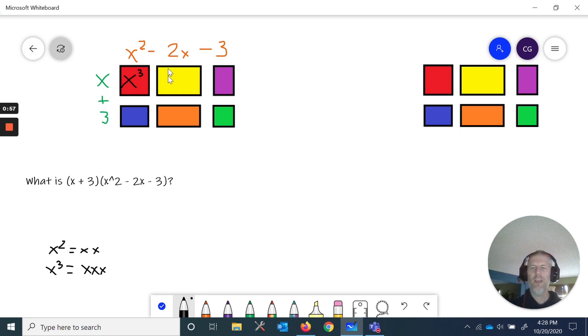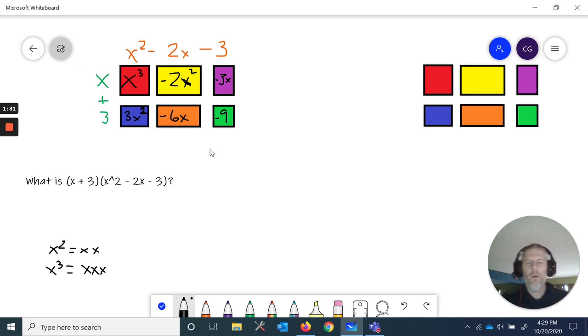X times negative 2x is going to be negative 2x squared. You see I'm putting the negative sign inside the box this time just to help organize myself. X times negative 3 is negative 3x for the purple box. And here we'll go 3 times x squared is going to be 3x squared. 3 times negative 2x is going to be negative 6x. And 3 times negative 3 is negative 9.